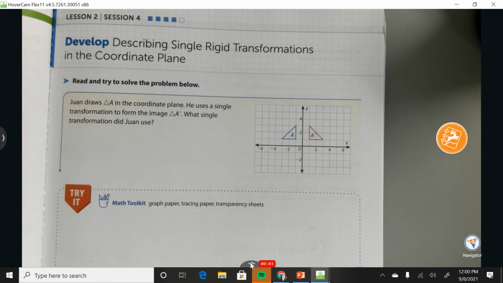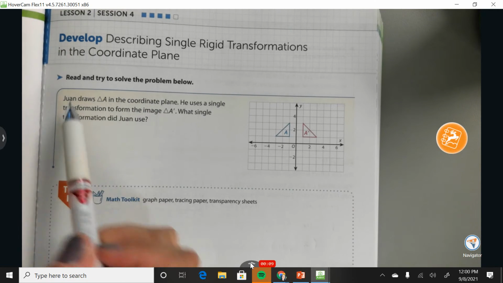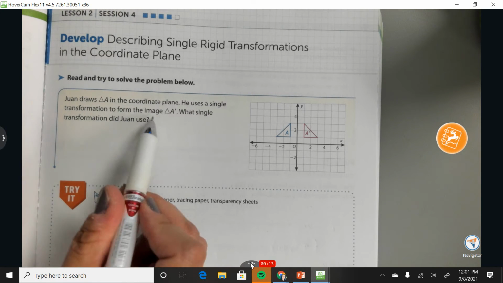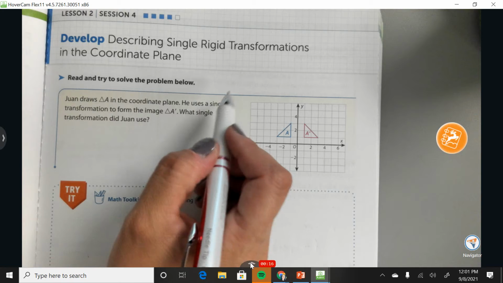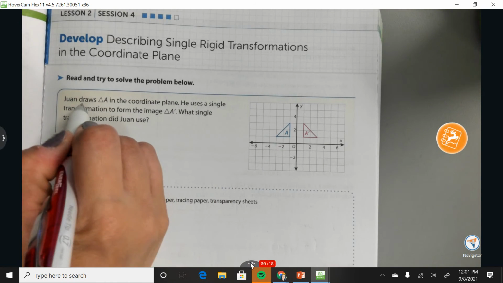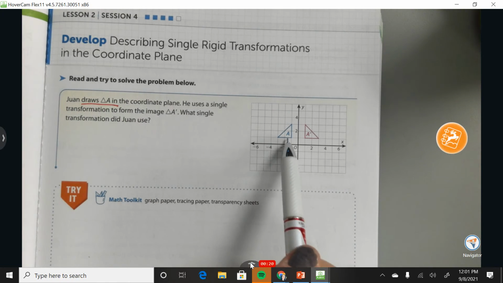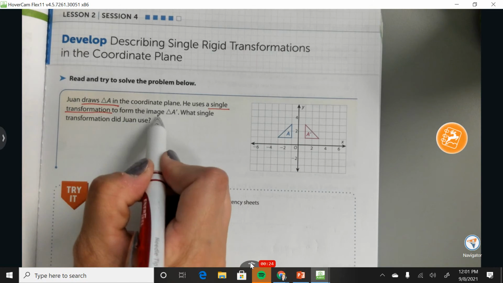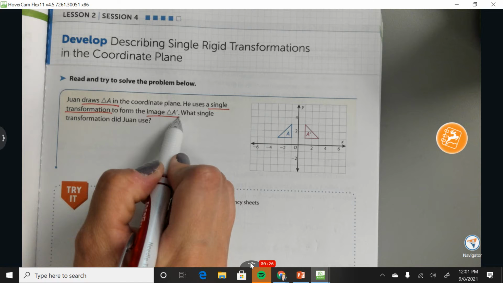Alright, so we are on page 33 in our textbook. It's lesson 2, session 4. Juan draws triangle A in the coordinate plane. He uses a single transformation to form the image of triangle A. Important pieces of information: he drew A, and then he's using a single transformation to find A prime.